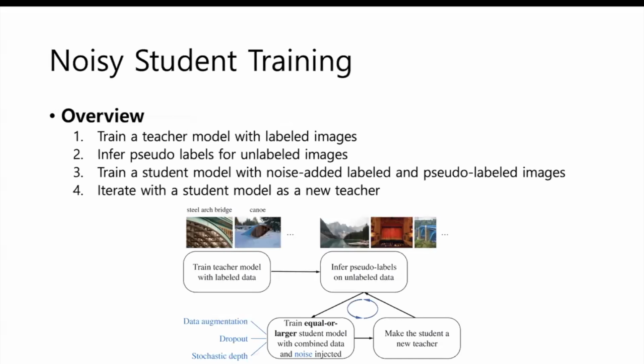The main concept of this paper is very simple. Firstly, they trained a teacher model with labeled images. Secondly, they inferred pseudo-labels for the unlabeled images using the teacher model. Thirdly, they trained a student model with both labeled and pseudo-labeled images. Lastly, they used the student model as a new teacher for a new, larger student model and iterated the procedure from the second step.